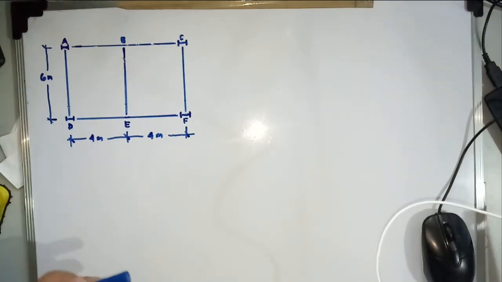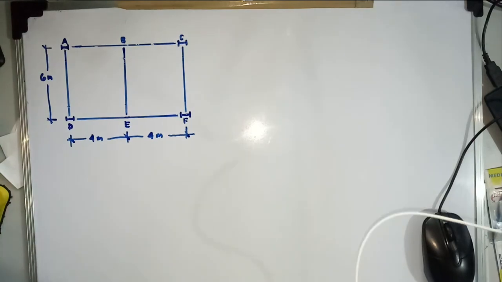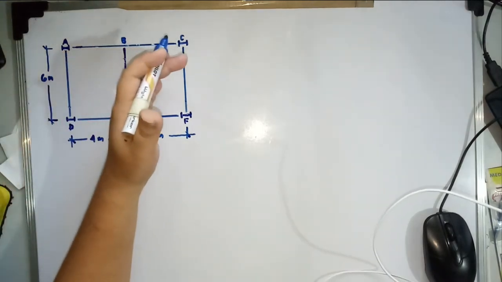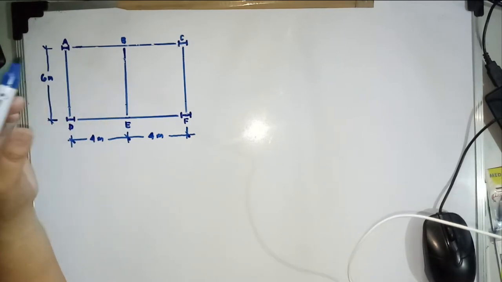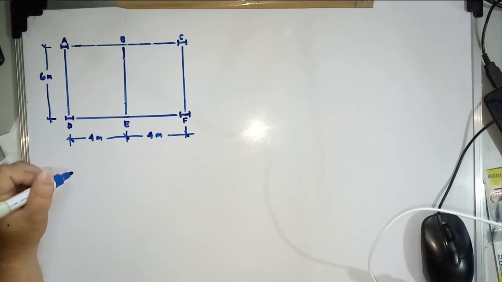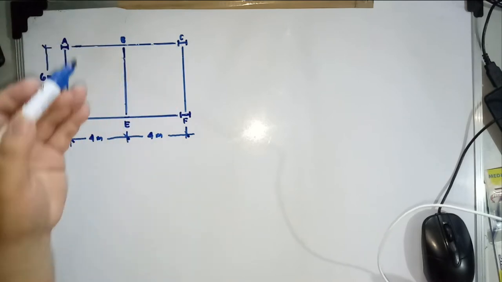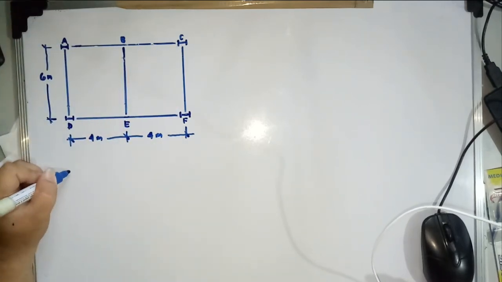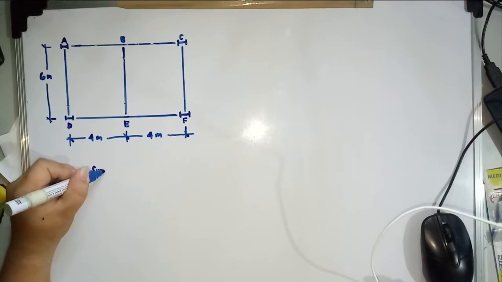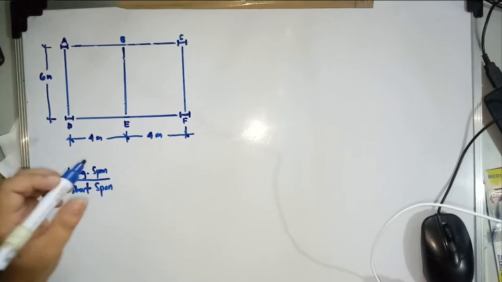So we have the roof deck here. Let me transfer this to the whiteboard. First, to know the loading condition, we determine the type of slab using the ratio, to check if it is a one-way slab or a two-way slab, so we know how to distribute the loads to our beams. To solve for it, we have the longer span over the short span.